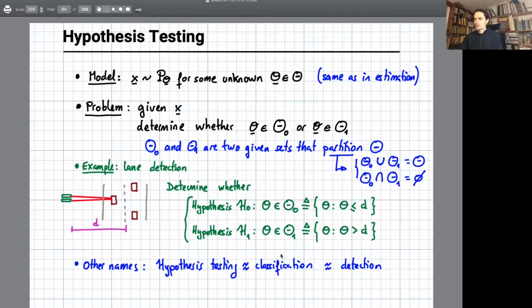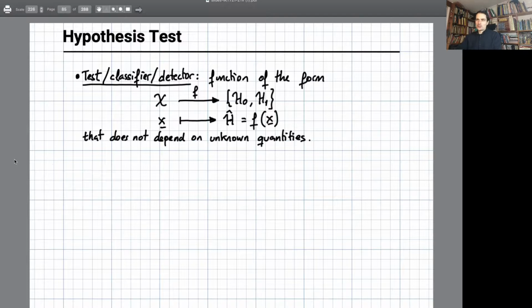For instance, in machine learning or computer science environments, one prefers to talk about classification, whereas in electrical engineering, such as radar or communications, one prefers the term detection. So in the same way as we used estimators to solve estimation problems, we use tests, also known as classifiers or detectors, to solve hypothesis testing problems.